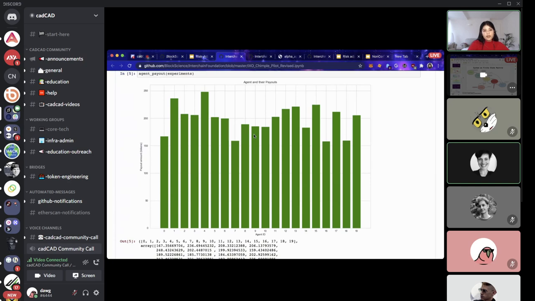which leads to a higher variation in their payouts towards the end. If you remember the previous graph, it was mostly around the same payout for all of the agents, but here there's a much larger variation as well, because the agents make informed decisions based on their risk appetite.